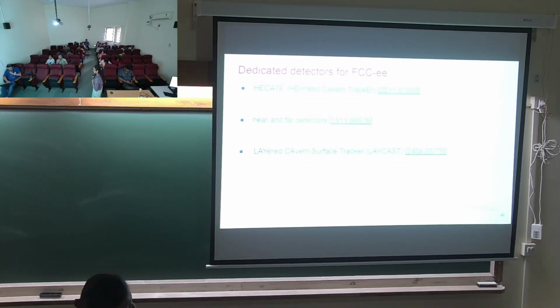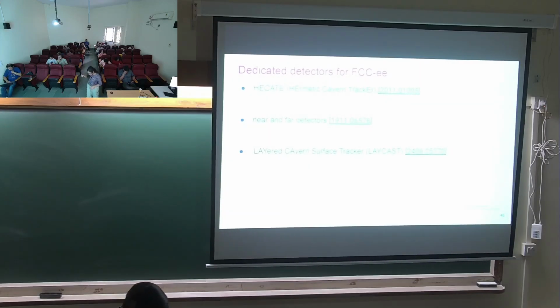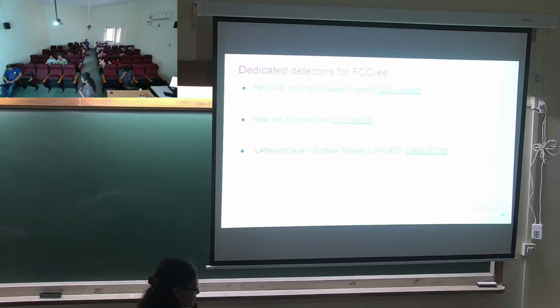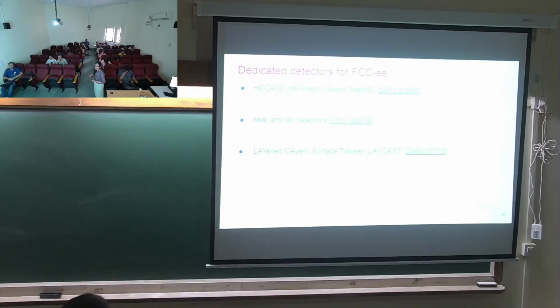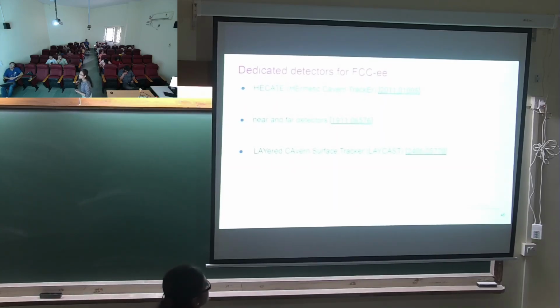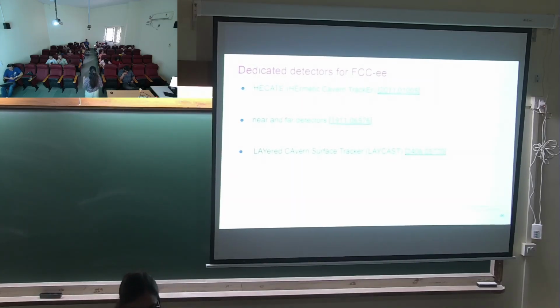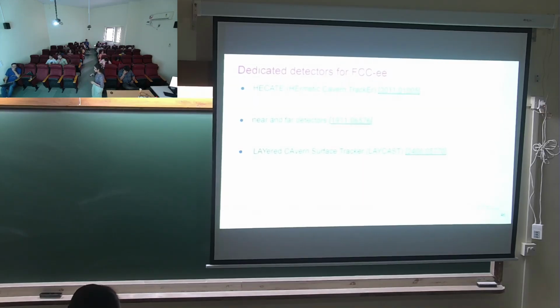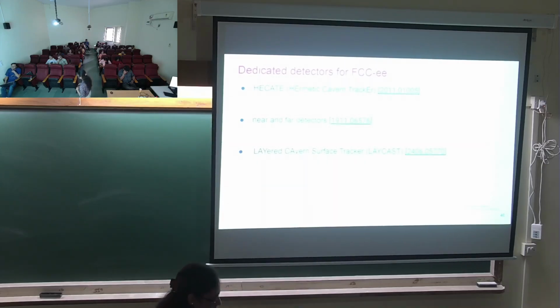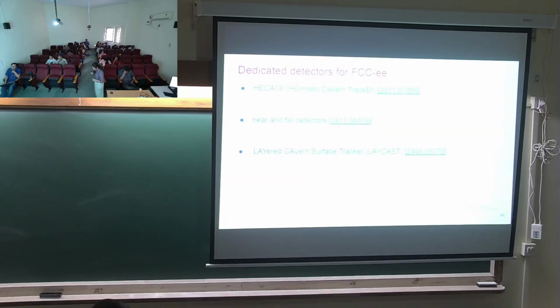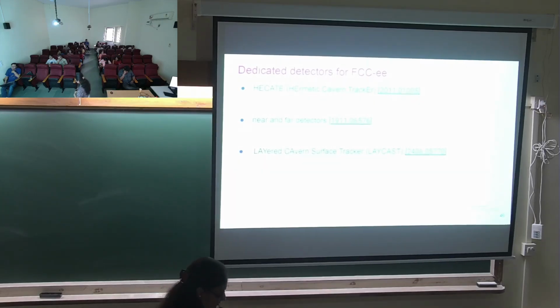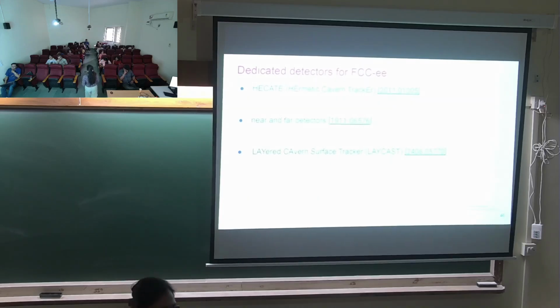Then there are far detectors similar to Mathusla, and they have also done the study for heavy neutral lepton and Higgs 255. And finally there is this LAYCAST, layered cavern surface tracker. This is a cuboid sort of detector of 40 meters, 30 meters, 20 meters, and they have also shown efficiency for Higgs 255, neutralino and HNL. However, we couldn't find any dedicated detector for decaying LLPs coming from B-meson.